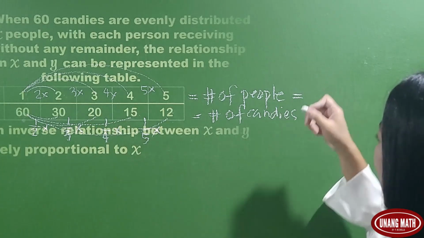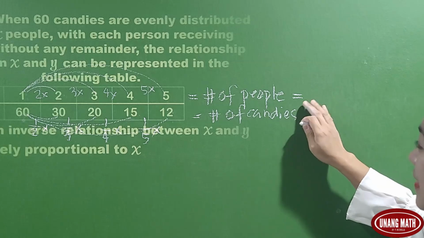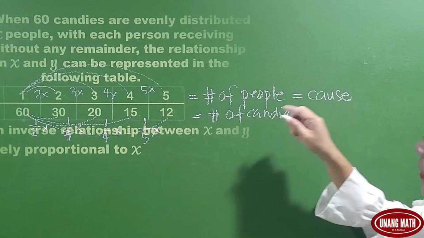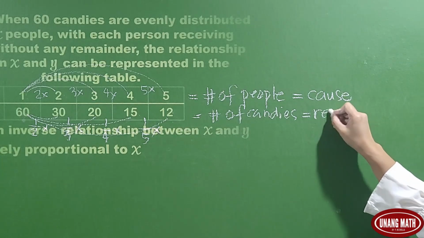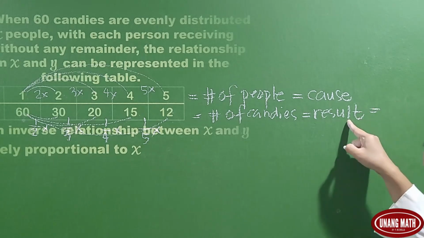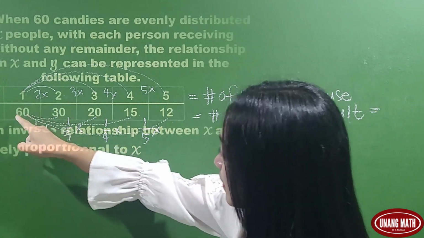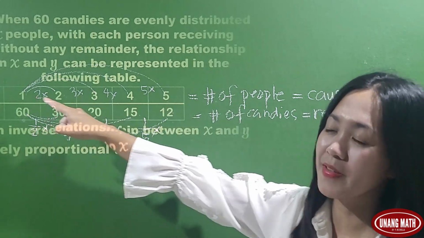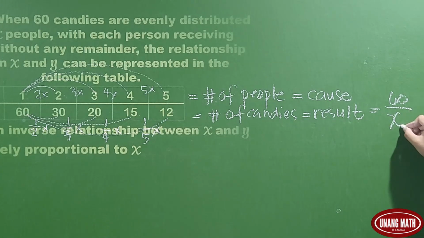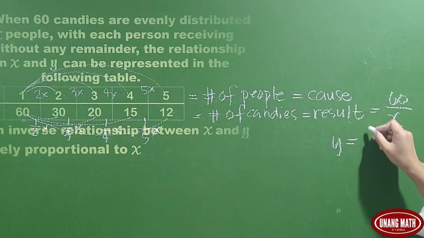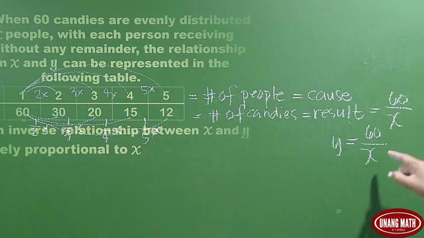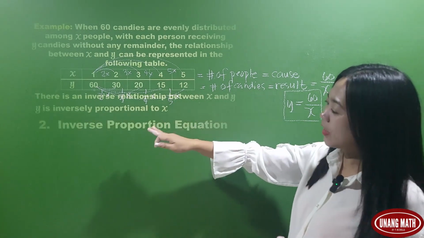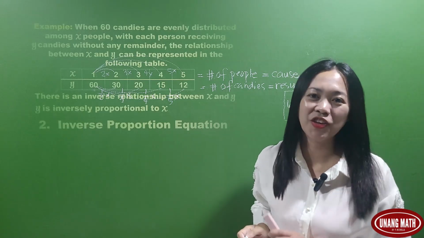The x quantity can also be understood as the cause, and the y quantity is the result. So to find the result, we have to divide 60 by the number of people, which is represented by the variable x. So y is equal to 60 over x. This is an inverse proportion equation.